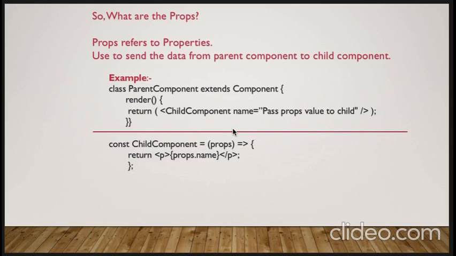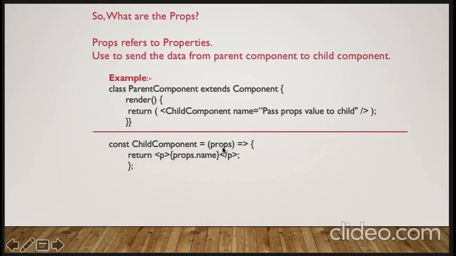Props refers to properties, and they are used to send the data from the parent component to the child component. In this example you will see there is one parent component, which is extending the component, and then in the render you can see there is one child component, and in that child component there is a name. So name we are calling a prop. The child component has a property which we call name, and in that name we are passing some value, as of now a string.